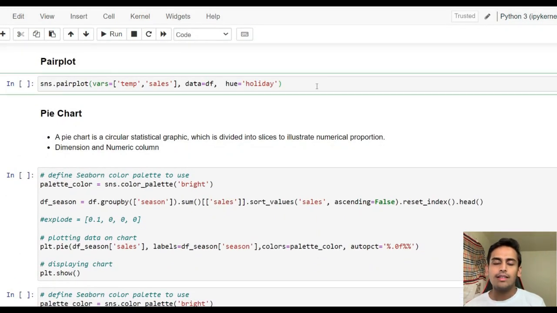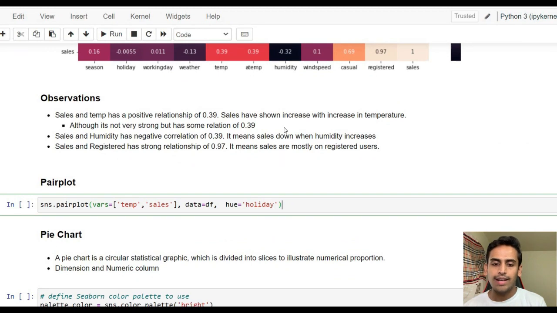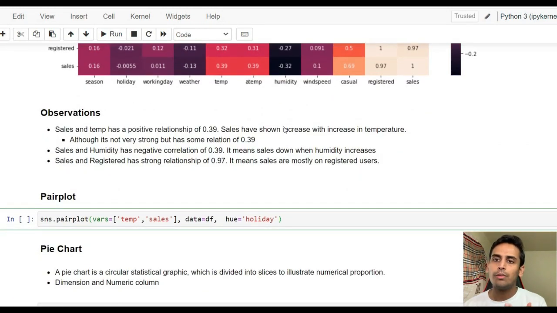Now, pair plot is another chart which we can use, which in my opinion is kind of a two-way chart. So we can see two different kind of a chart. One, heat map, what we have seen here, and another is like a distribution chart. So what I'm doing is that I'm using the pair plot, and then I'm passing two variables, temp and sales, because I want to see the relationship between temp and sales, and data is equal to df, and I'm adding one more parameter, hue equal to holiday.